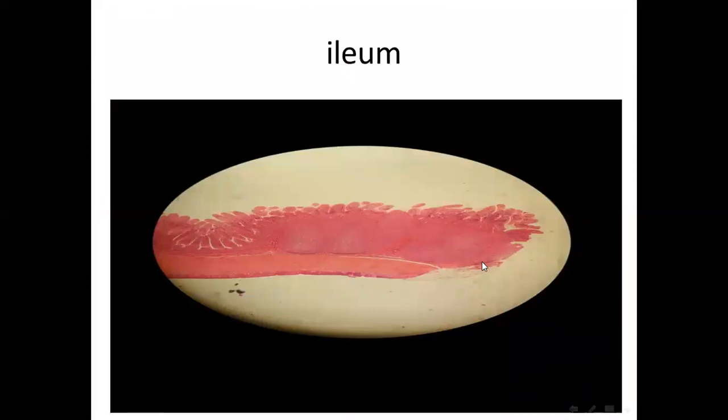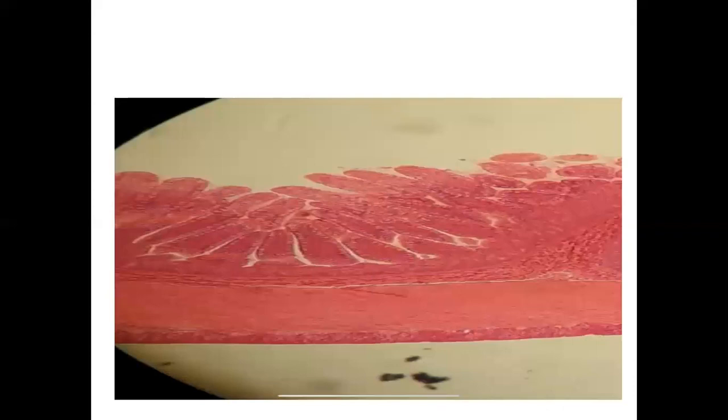This is the last part of the small intestine, the ileum. Okay, let me enlarge this a bit and take a capture. This represents the mucosa from here to here, including the lining epithelium with the villi and the crypts of Lieberkühn and their cells. All of this is included.